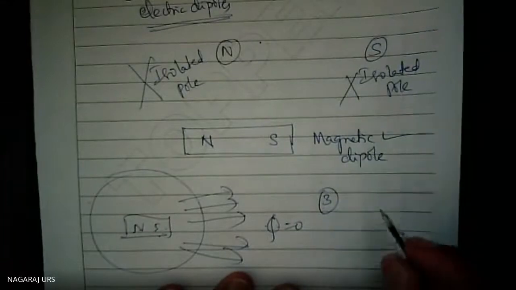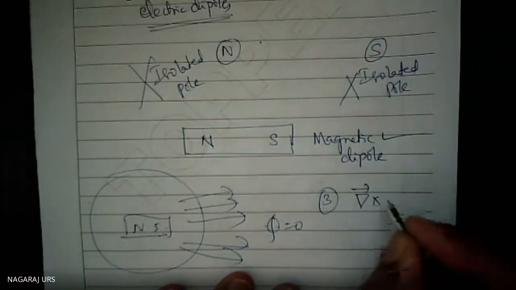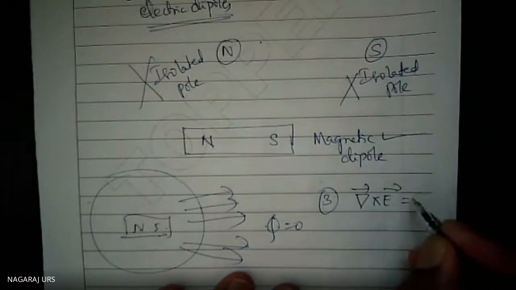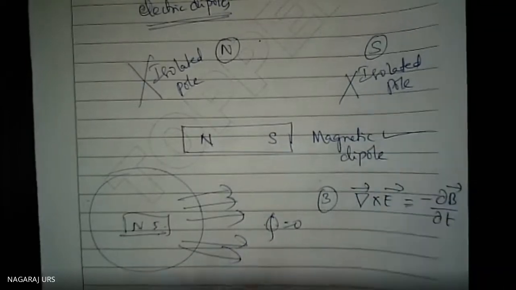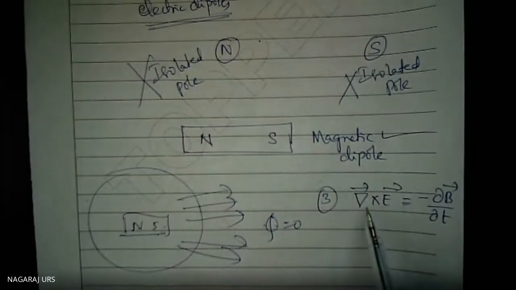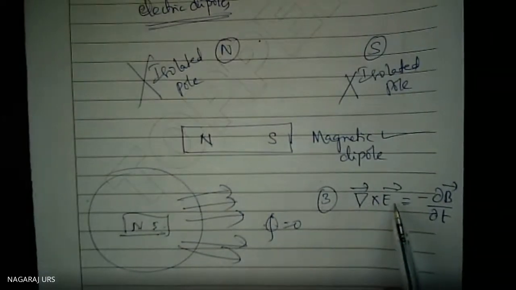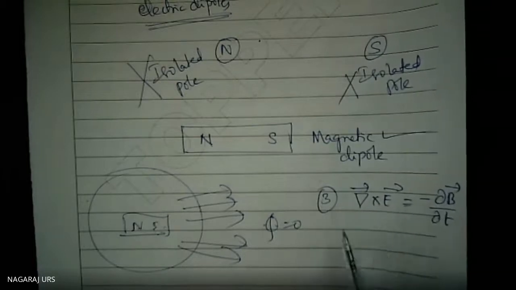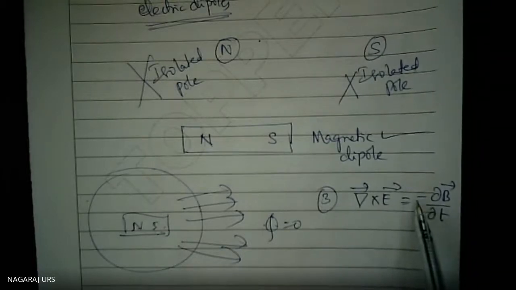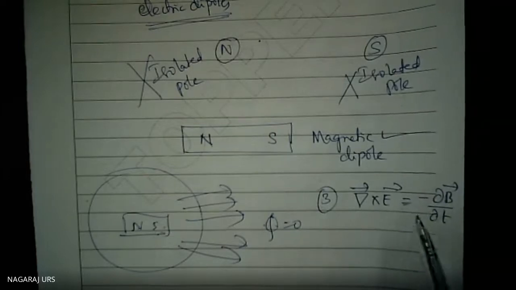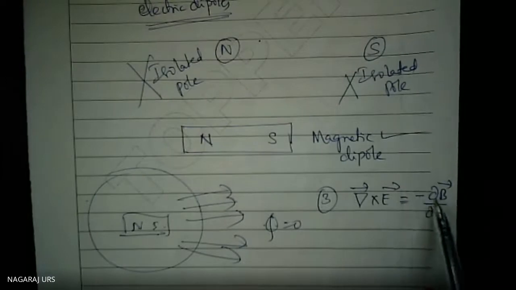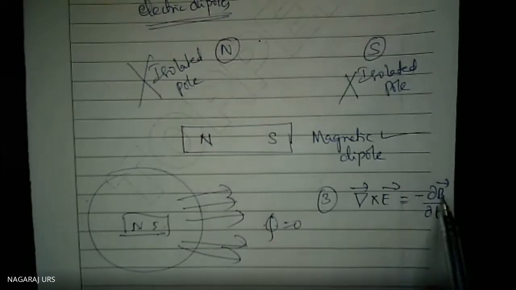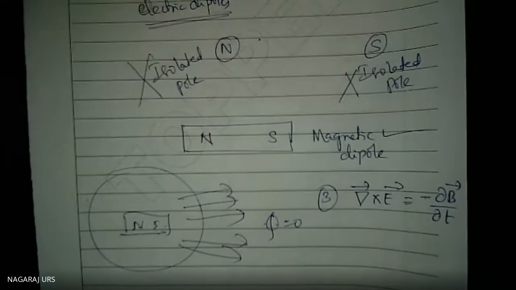Third law, number 3. What is that third law? Del cross E is equal to minus del B by del t, which means the electromotive force around a closed path is equal to the negative rate of change of magnetic flux linked with that path.